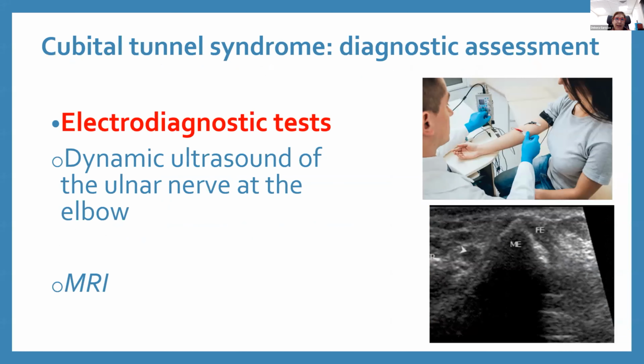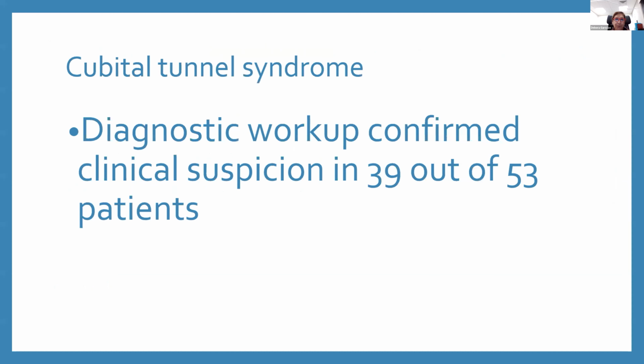All my patients were studied with electrodiagnostic tests and then also with a dynamic ultrasound of the ulnar nerve at the elbow. I always ask for a bilateral study because I always want to compare both sides. Occasionally, in some specific situations, we also completed the diagnostic assessment with an MRI. Now, the diagnostic workup eventually confirmed a clinical diagnosis of ulnar nerve entrapment in 39 patients out of 53.